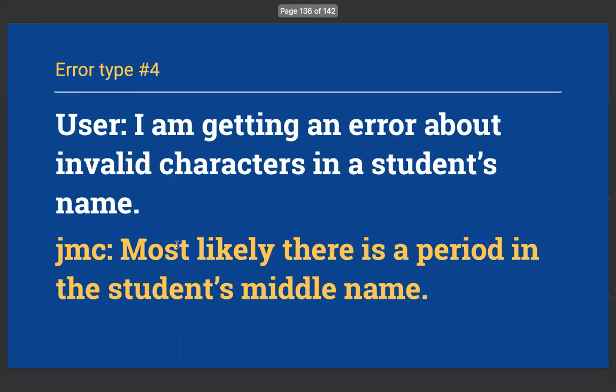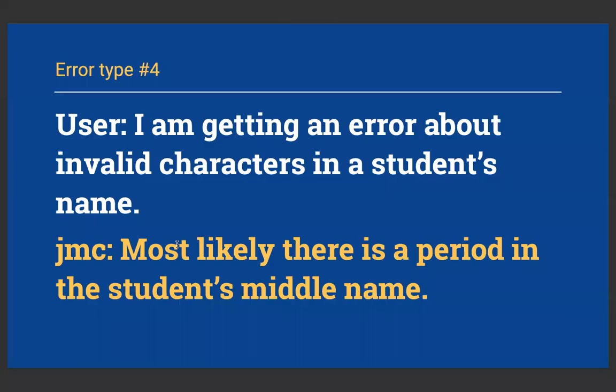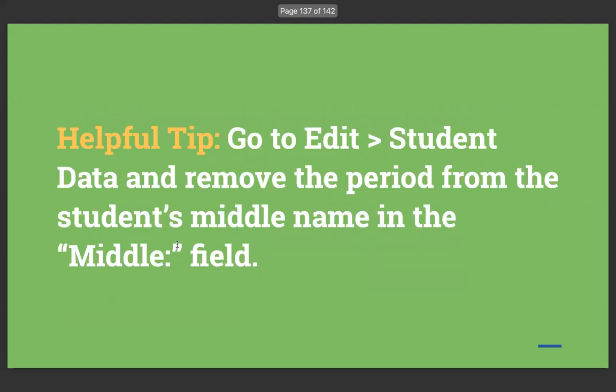Great. I'm getting an error about invalid characters in a student's name. Most likely there's a period in the student's middle name. We saw this a few times last year. You'll have to go to your edit student data and remove the period from the student's middle name in the middle field. They just don't allow it. So if you're getting an error about a student's name, it's most likely because they have a period in the middle name. That's just not allowed at this time with EdFi.